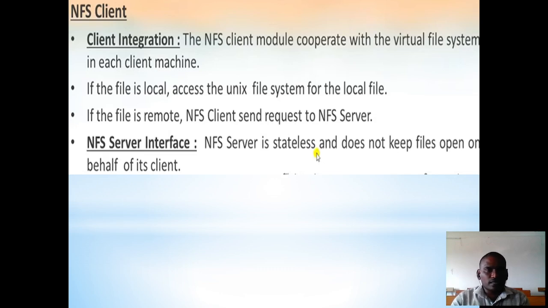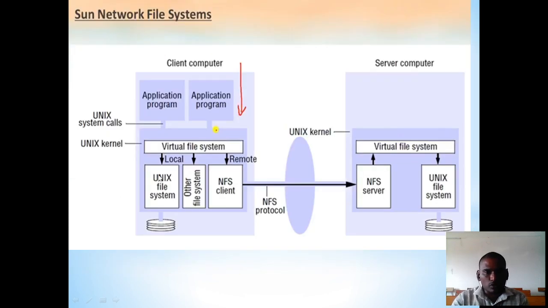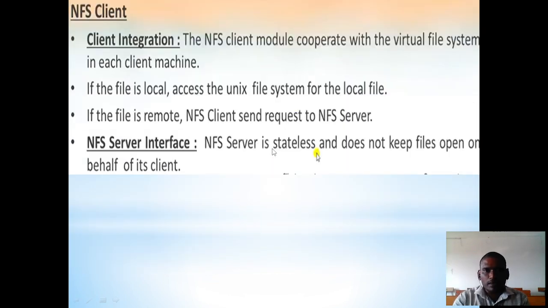In the client side, Sun Network File System client integration, the NFS client module cooperates with the virtual file system in each client machine. If the file is local, it accesses the UNIX file system for the local files. If the file is remote, the NFS client sends the request to the NFS server. That is the diagram we already discussed. If it is local, it sends the data. If it is not, it sends the request to the NFS server.